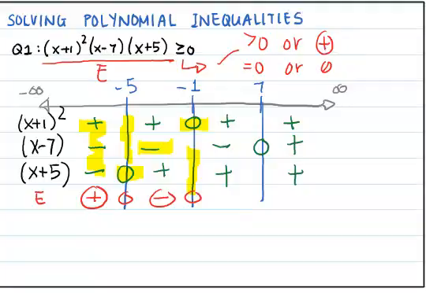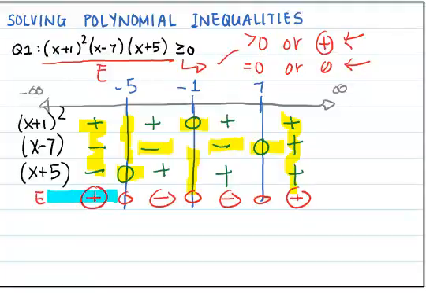Between negative 1 and 7, I multiply a negative with two positives. Therefore, my answer will be negative. When x is equal to 7, one of the factors is 0. Therefore, the product will be 0. And from 7 to infinity, all factors are positive. Therefore, when I multiply them, I will get a positive product. Now, remember that I'm looking for plus and I'm looking for 0. Plus and 0 occurs in the interval negative infinity to negative 5, for x equal to negative 5, for x equal to negative 1, for x equal to 7, and in the interval from 7 to infinity.